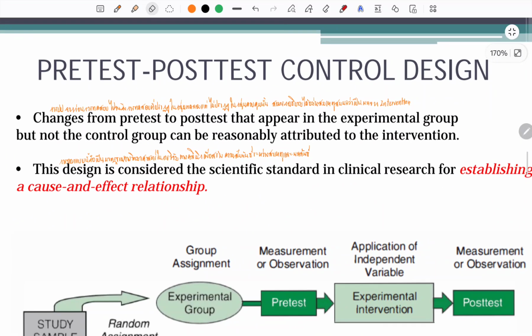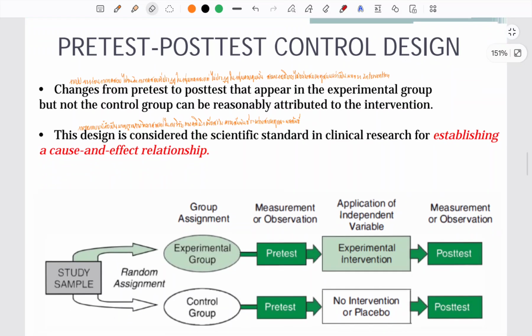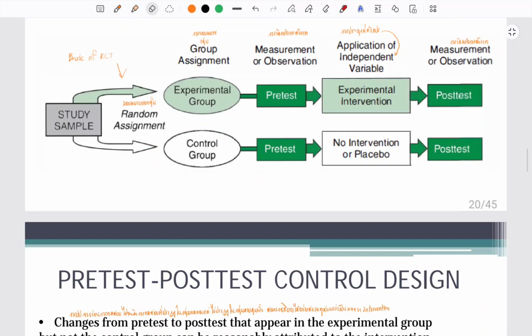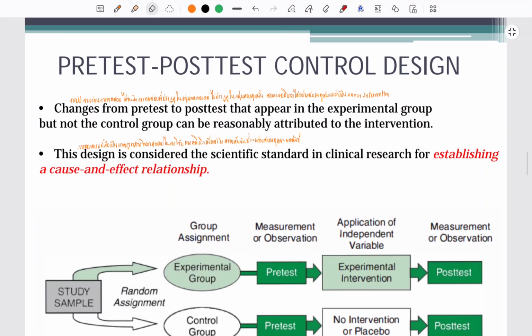For this type of design, it will help the researcher to establish the cause and effect relationship. You can conclude that the effect of the intervention actually caused the change in your dependent variables. So with the experimental study design, you can establish the cause and effect relationship between independent and dependent variables.